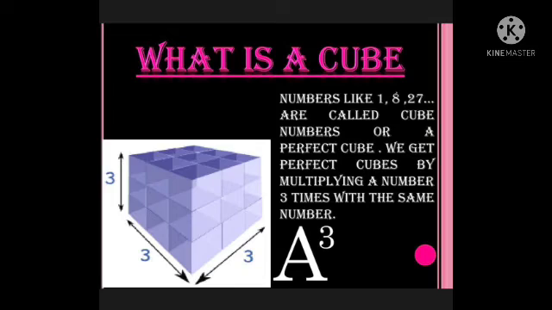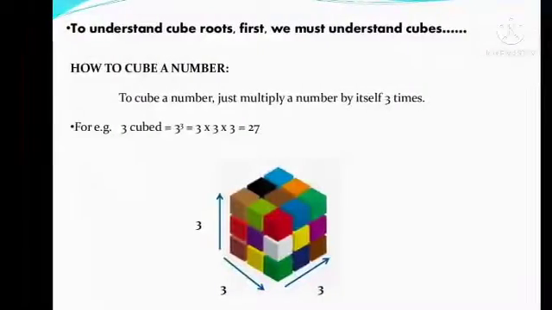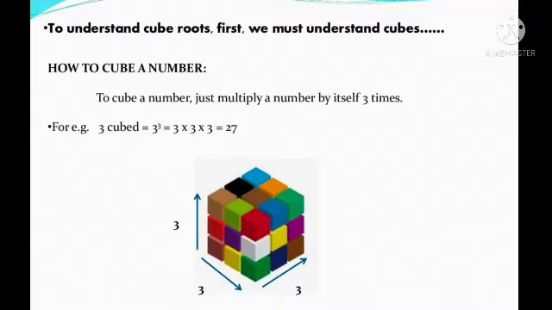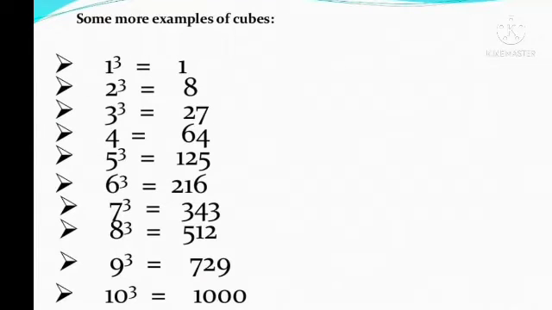What is a cube? Numbers like 1, 8, 27 are called cube numbers or perfect cubes. We get perfect cubes by multiplying a number 3 times with the same number. To understand cube roots, first we must understand cubes. How to cube a number? To cube a number, just multiply the number by itself 3 times. For example, 3 cubed, that is 3 multiplied by 3 multiplied by 3, is equal to 27. Some more examples of cubes are listed below. Have a look.